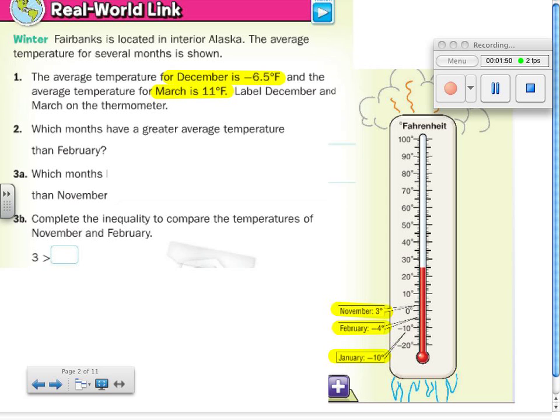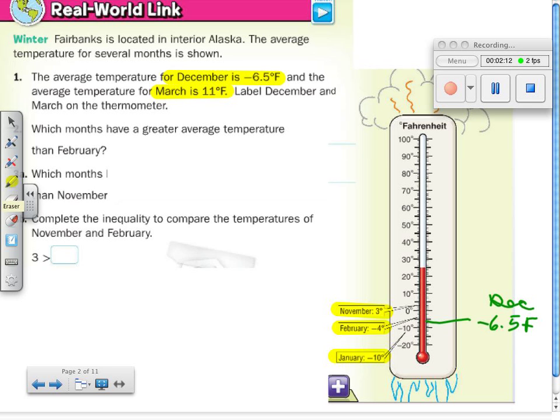Label December and March on the thermometer. So negative 6.5 degrees. Let's think about where that would be. Here's 0 and here's 10. Here's 5, so negative 6.5 would be about right there, and that would be for the month of December. And then the month of March is 11 degrees. Whoa, it's really heating up here. It's about right there. So March is 11 degrees.